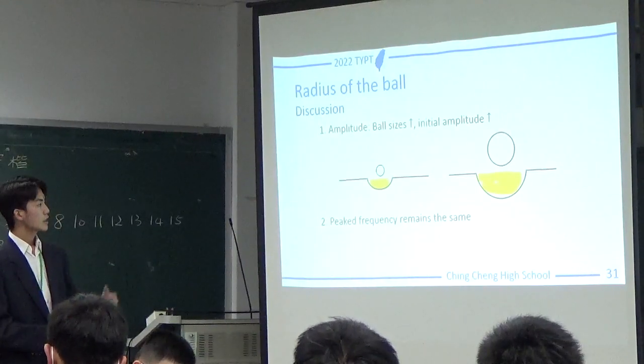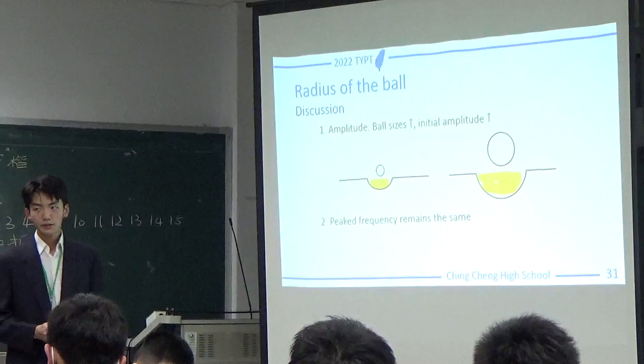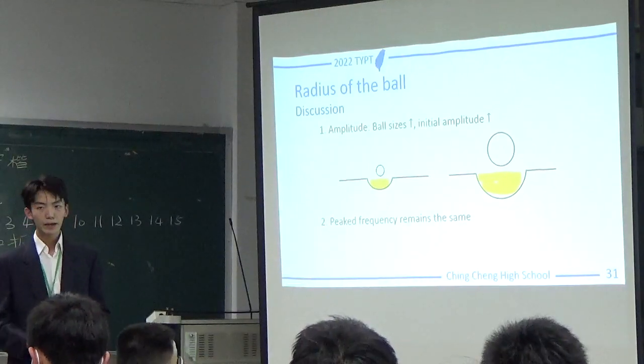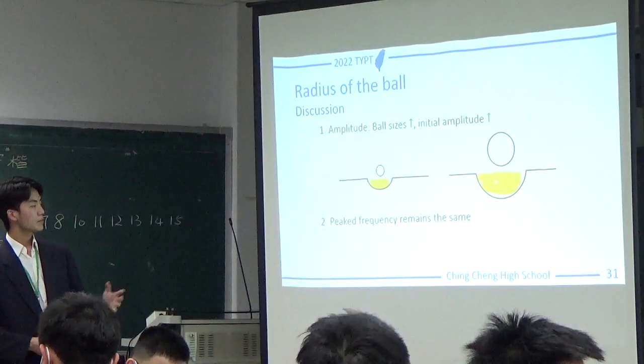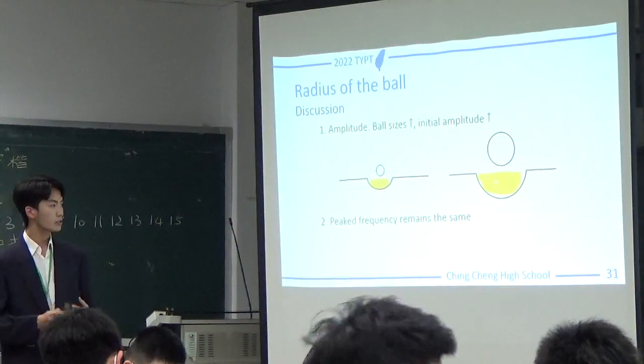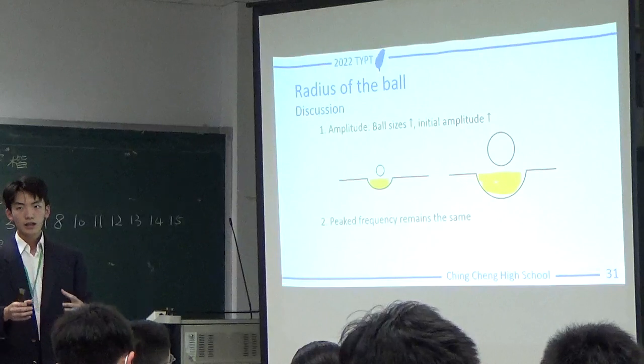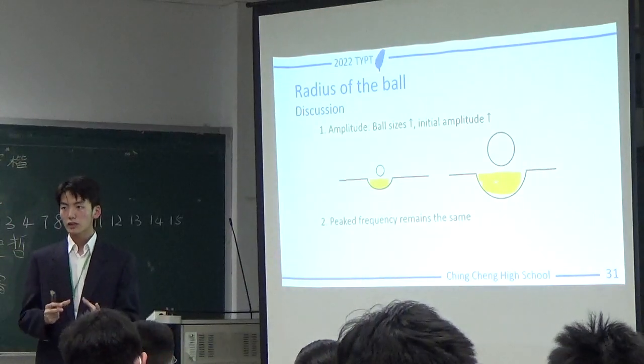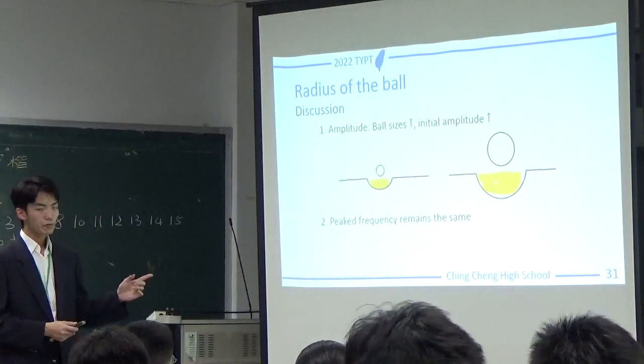So I'll explain why the bigger ball sizes will have a bigger sound amplitude, and this is the same as my first experiment: the bigger deformation of the membrane from the metal ball will cause bigger pressure variation in our system. And since the tension of the membrane remains the same, they will have the same peak frequency.